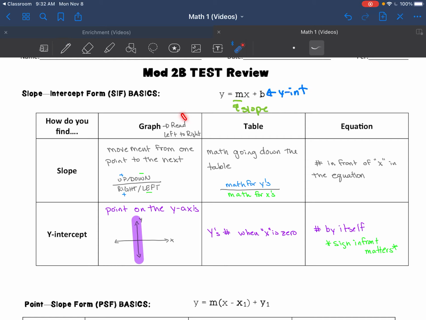So the slope in a graph, remember we read from left to right, and it's the movement from one point to the next. So if you go up or down, that's the top, and if you go right or left, that's the bottom. Up is positive, right's positive, down's negative, left's negative. The math going down the table is your slope, and the math for y goes up top on the fraction, the math for x goes on the bottom of the fraction. And then for the equation, it's the number in front of x in the equation for slope.